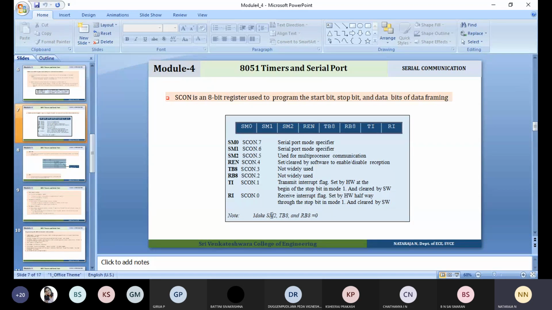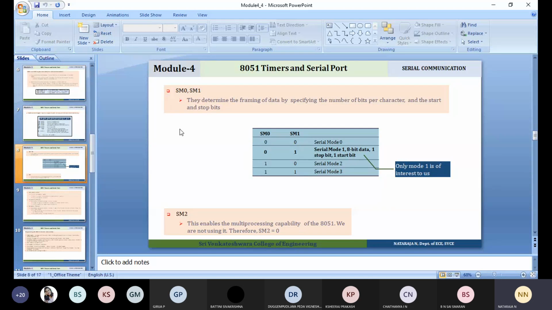See, we always use SM2, TB8 and RB8 as 0. Make 0 of these three. Why? Because these two are widely used for future purposes, and we are not using them right now, so we have to make them 0. And SM2 is used for multiprocessor communication, so this is also made 0. Then we'll come to the next, and discuss one by one.